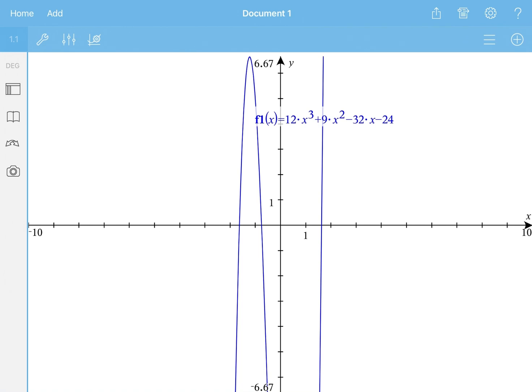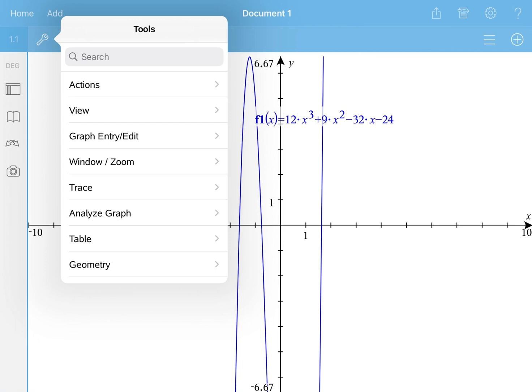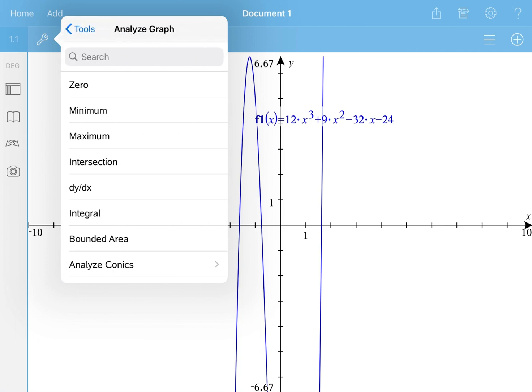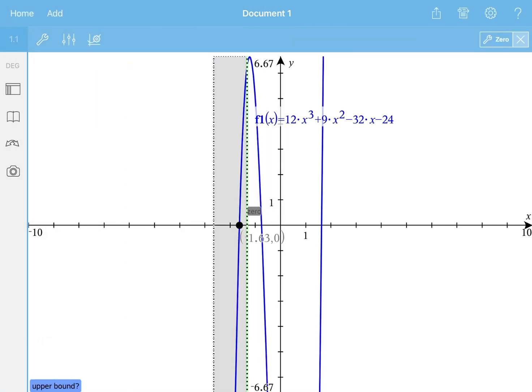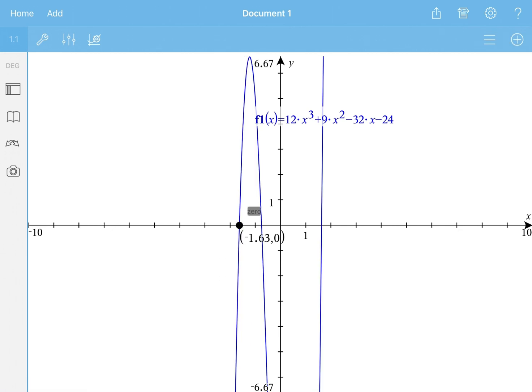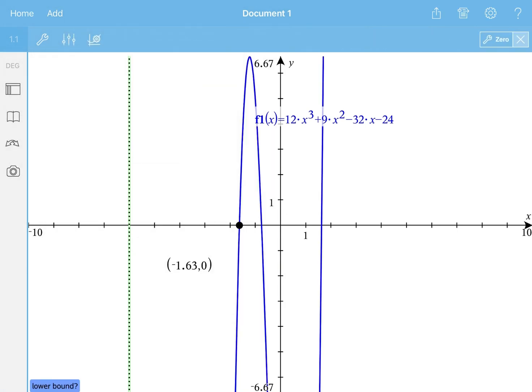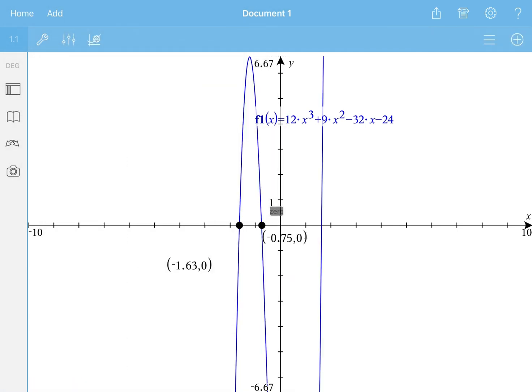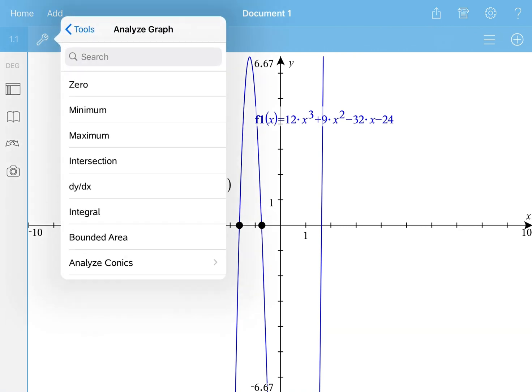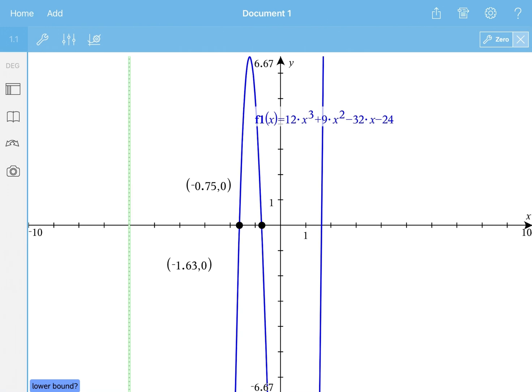Those are called zeros, and we can calculate those zeros. Go under Menu, Analyze Graph. We're looking for 0. And I'll calculate this one right here, and you can see that the answer is -1.63. That was one of the answers that we got. Calculate another 0. You can see this answer here is -0.75. And then we'll calculate the third 0, which is 1.63. We're only looking at the x value.